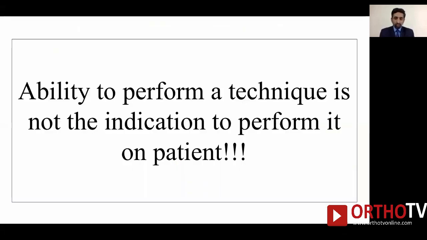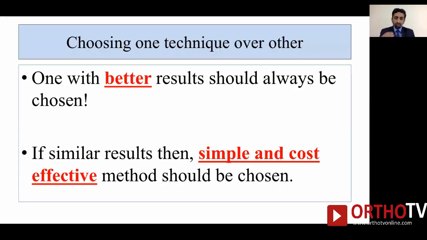The ability to perform a technique is not an indication to perform it on the patient. This sentence is very important. Just because we are able to perform a procedure, let's say arthroscopically or by other means, it's not an indication that we need to do it. So when we choose one technique over the other, the one with the better result should always be chosen. However, if both or many techniques give the same result, then a simple and cost-effective method should be used rather than a complicated or costly procedure.